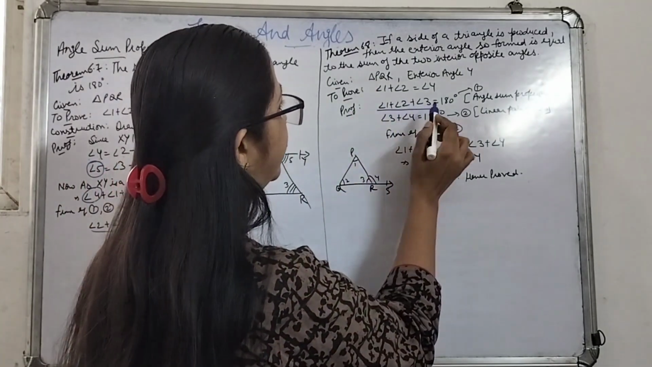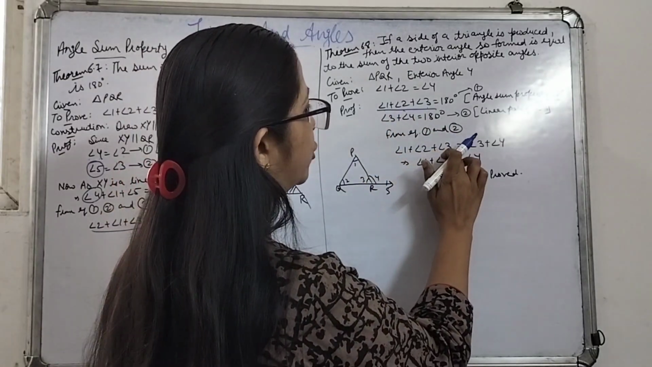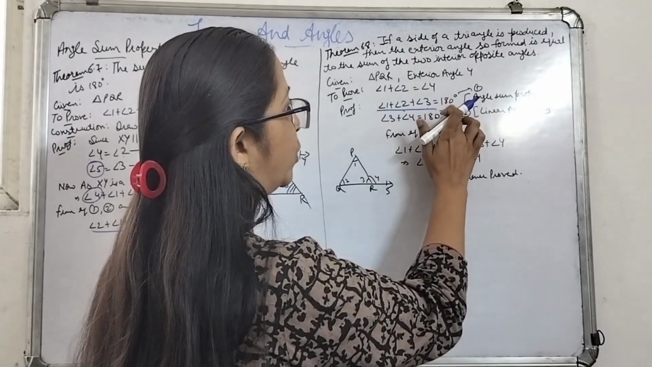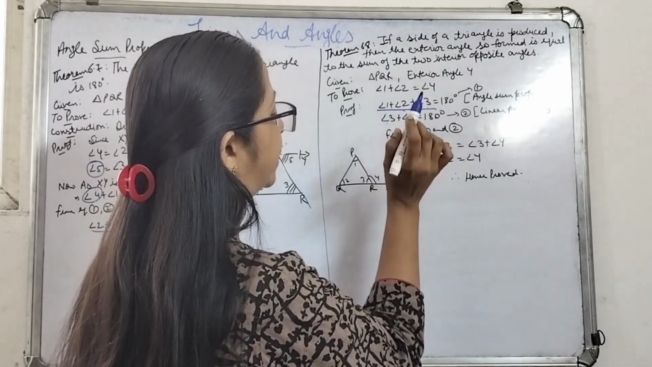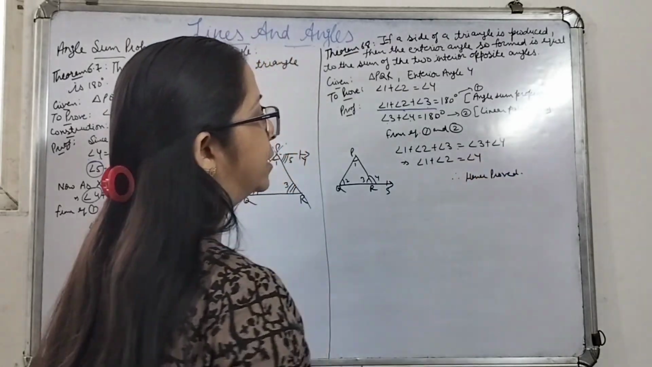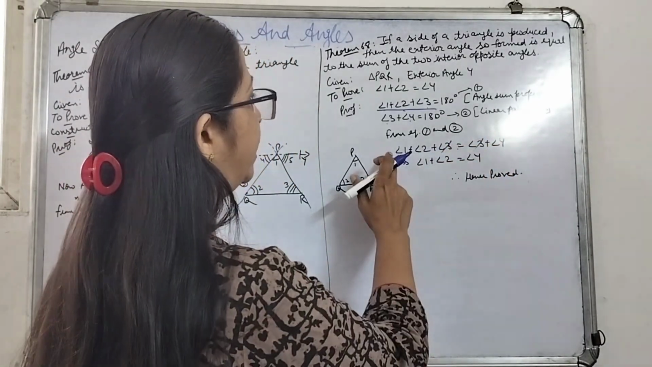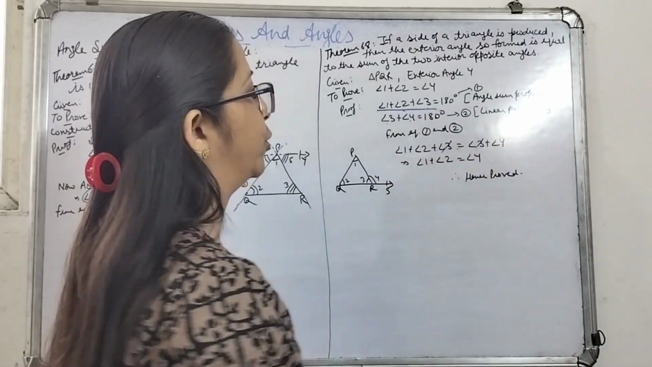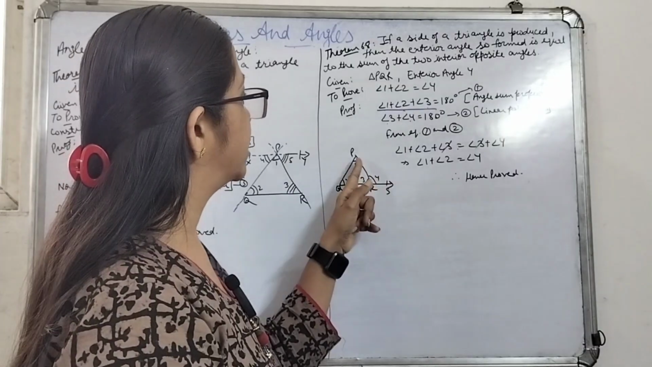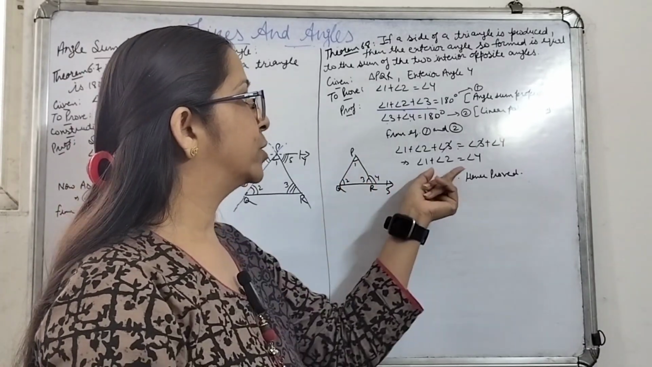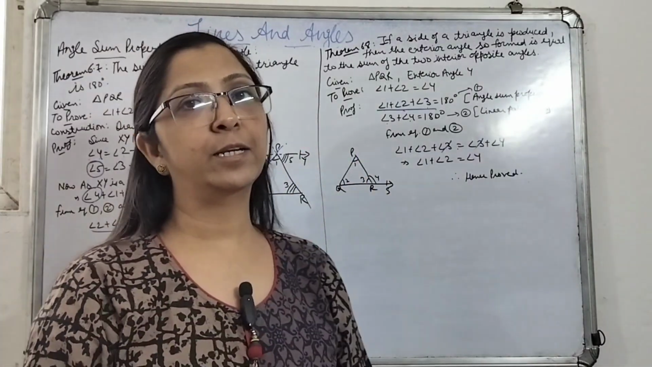On the LHS we have angle 1 plus angle 2 plus angle 3, which is equal to 180, and that is equal to angle 3 plus angle 4. Now angle 3 cancels. So angle 1 plus angle 2 is equal to angle 4, which was to be proved: the exterior angle is equal to the sum of the interior opposite angles. This is how we can prove the angle sum property and the exterior angle property.